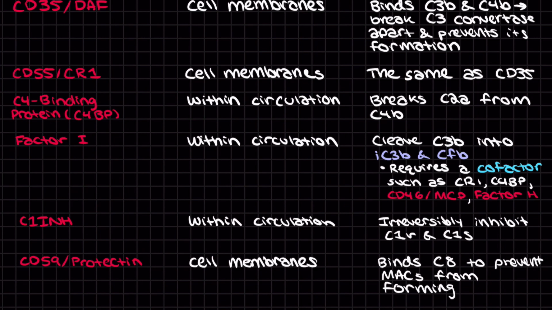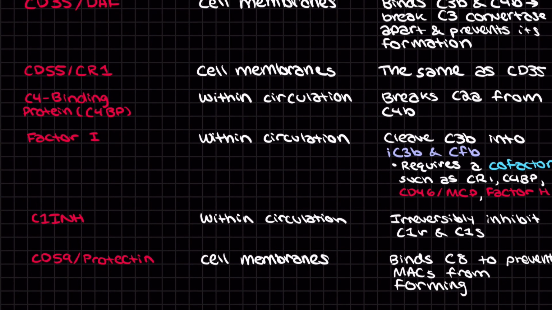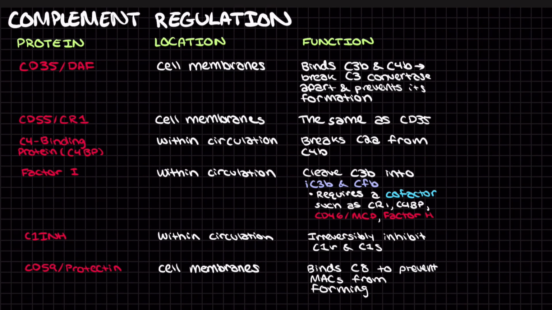Remember that C9 binds to C8, and we have a bunch of the C9 proteins, and they form the pore. So if we bind C8 and prevent that process from happening, then we effectively eliminate the formation of membrane attack complexes. So this is not an exhaustive list of all the different regulators of the complement system, but this will give us a pretty good idea of how the complement system is regulated.